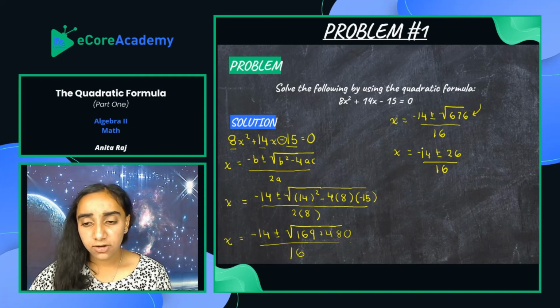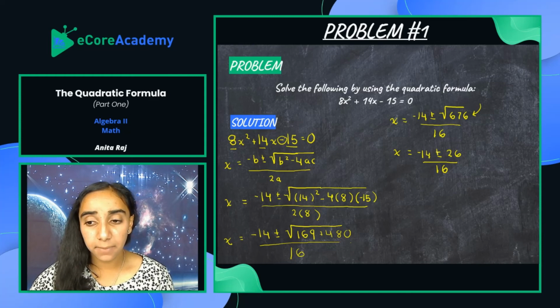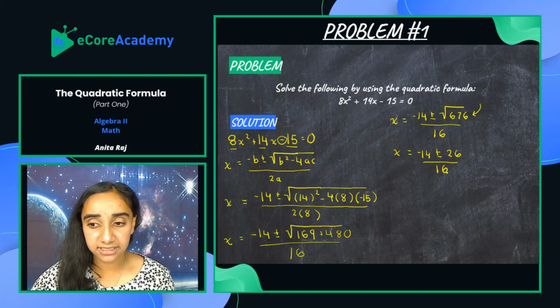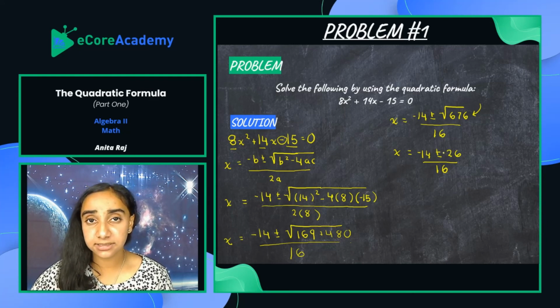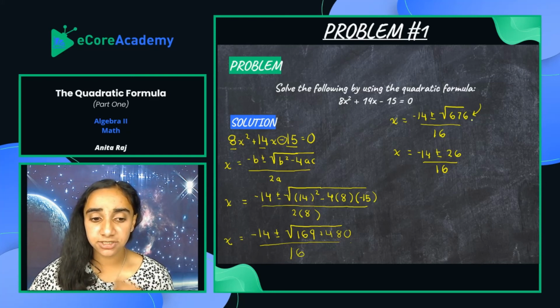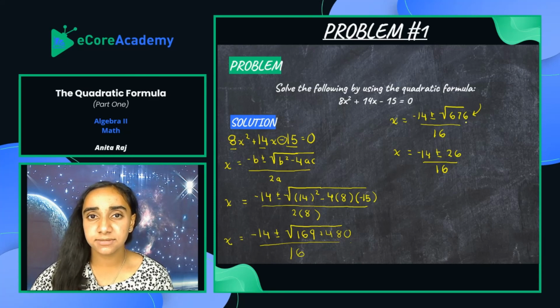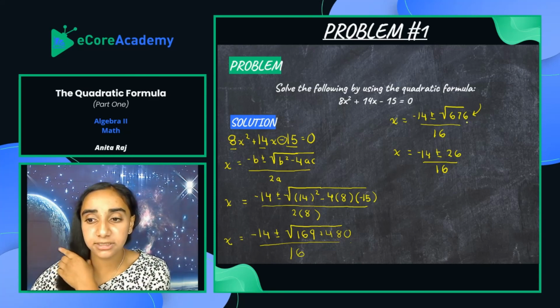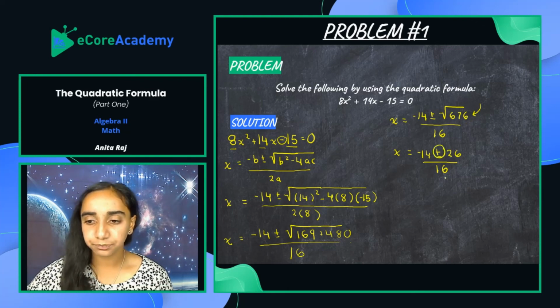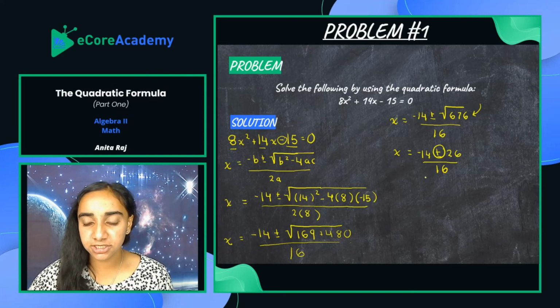Well, we can either have x equal to negative 14 plus 26 divided by 16, or we can have negative 14 minus 26 over 16. Because remember, 26 can be positive or negative, because positive 26 times positive 26 is 676, and negative 26 times negative 26 is also equal to 676. So you must remember to take both of those into account. That is why we have this plus or minus symbol right here. So we have two different solutions that we have to solve for. Therefore, I'm just going to branch them out this way.